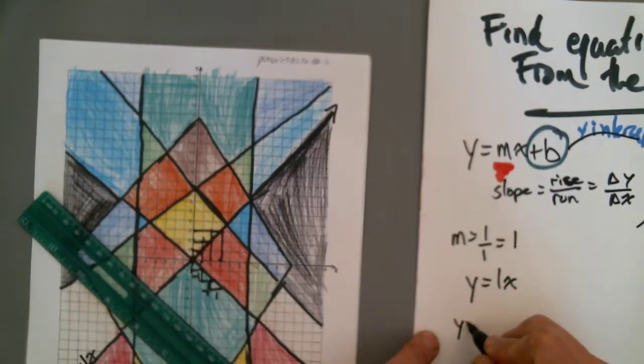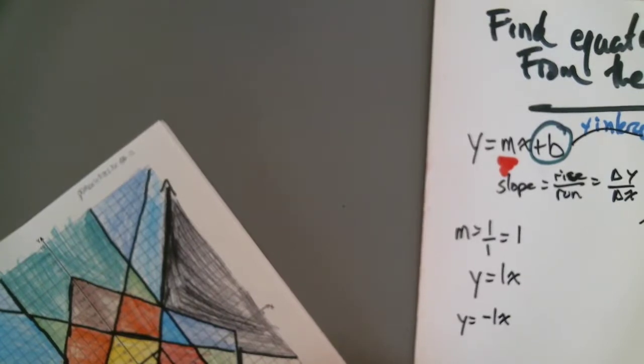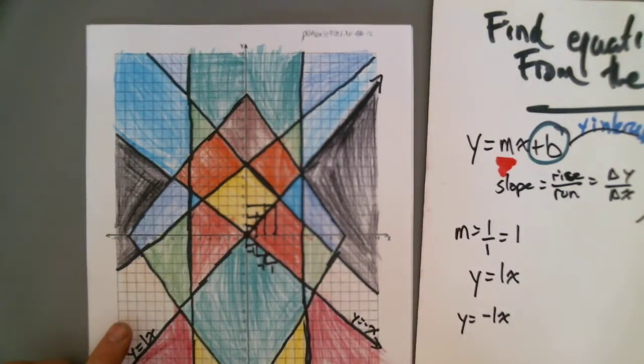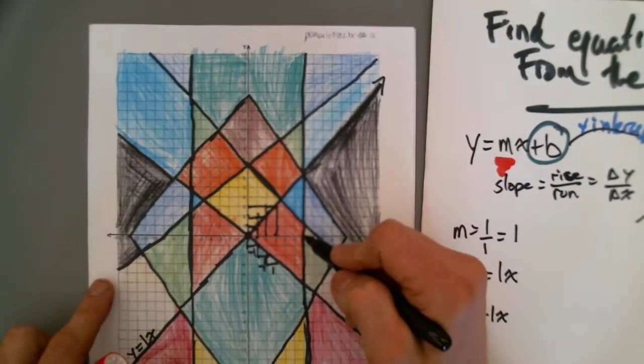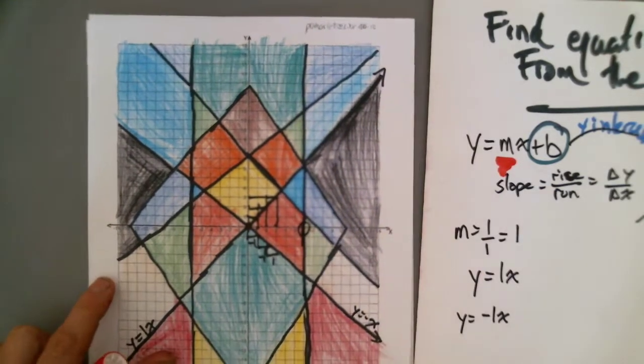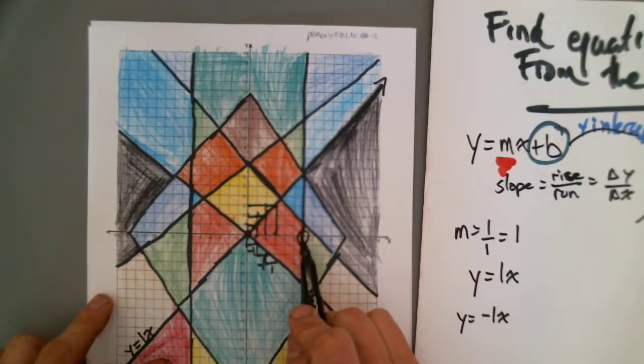This line is going to be y equals negative 1x, or negative x. Let's write it down. Y equals negative x. That one was pretty easy because it had no y-intercept. This one here, look at this. What number is that? You probably can't read it because it's not so clear. That crosses x at 6.